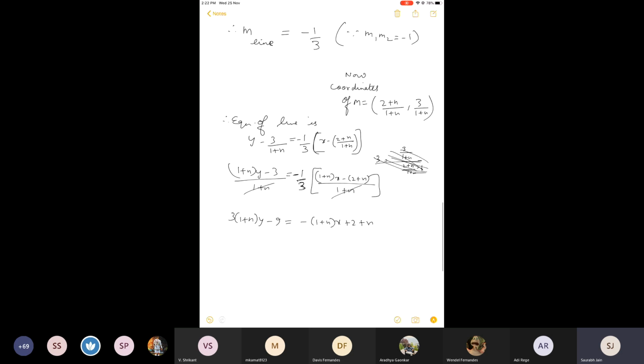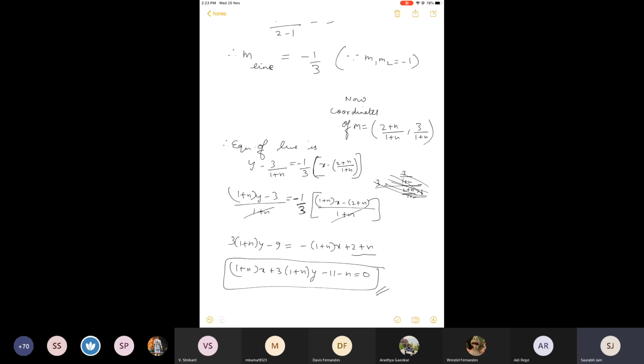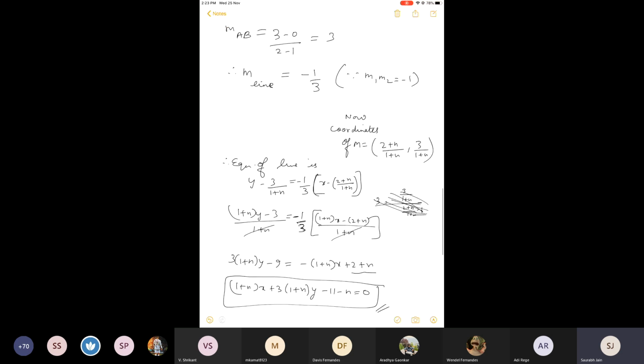Because ultimately I want to write it in the general form. So that's what I'm doing. 1 plus n into x plus 3 into 1 plus n y, and let us shift these two to the left hand side. So minus 11 minus n equals 0. This is the answer. The answer will come in terms of n only. Why? Because in the question itself they have given the ratio 1 is to n. Okay, that is why. So this was question number 11.